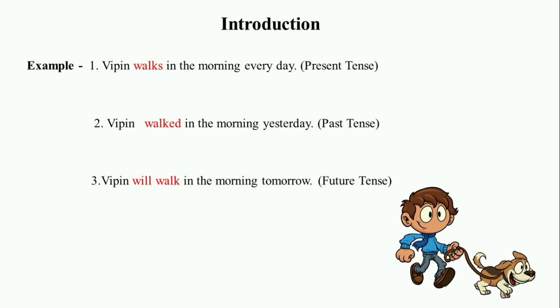Now students, in the first sentence, the verb walks refers to the action in the present time. In the second sentence, the verb walked refers to the action in the past time. And in the third sentence, the verb will walk refers to the action in the future time.